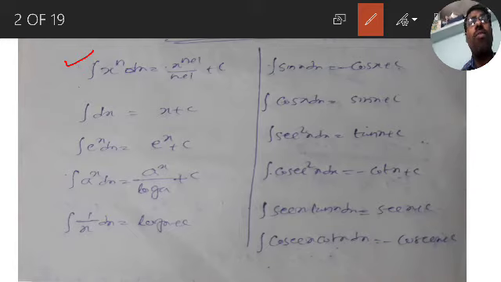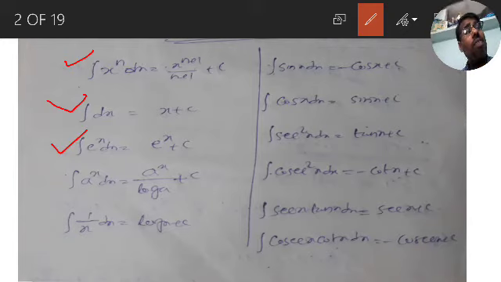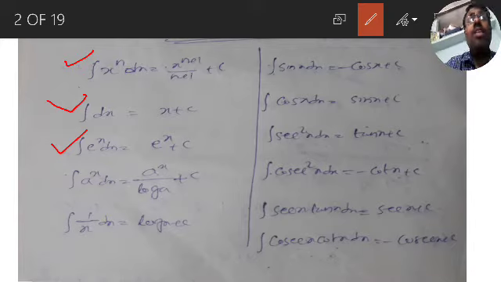Integration of x to the power of n dx is x to the power of n plus 1 by n plus 1 plus c. Integration of dx is x plus c. Everybody can remember this one, because integration of e power of x is e power of x itself. So integration of e power of x dx is e power of x plus c.